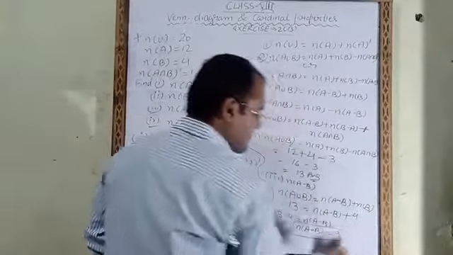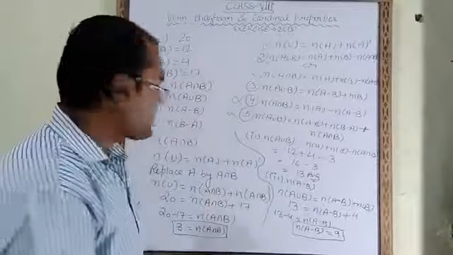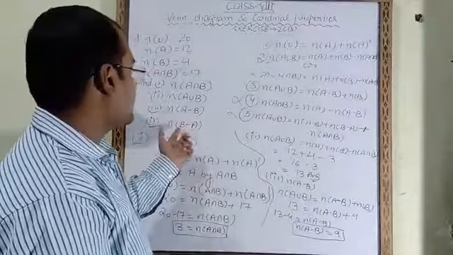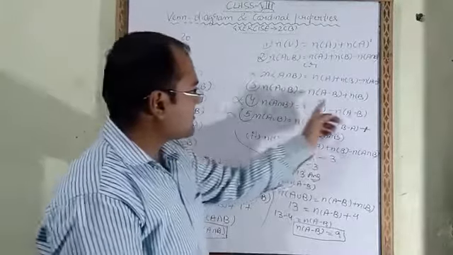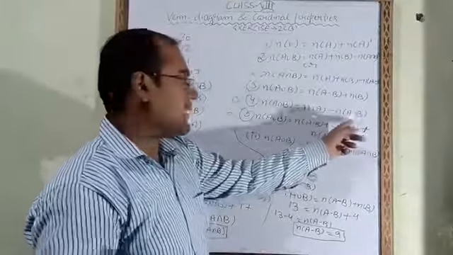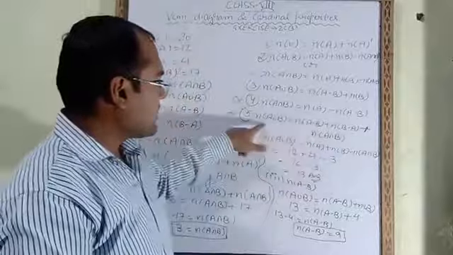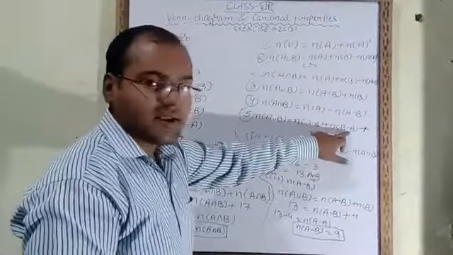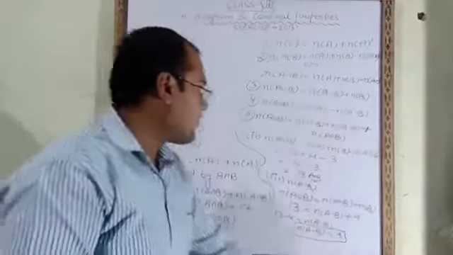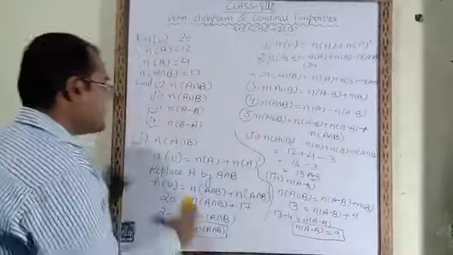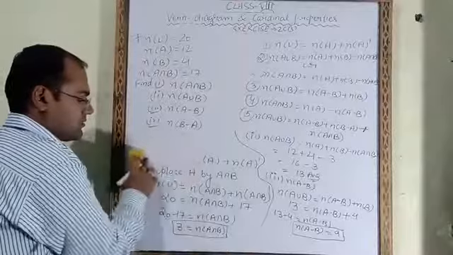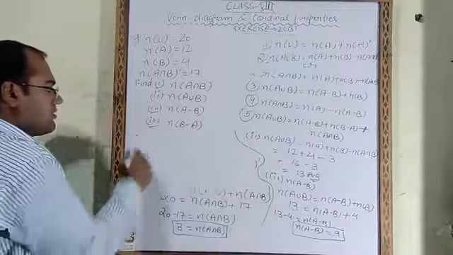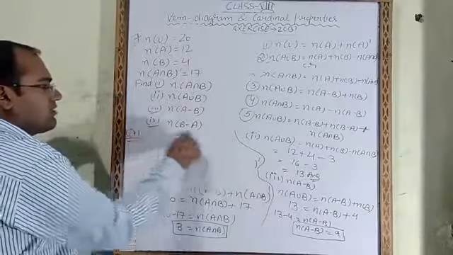So like this you have to do this third part. Now the fourth part is n(B minus A). Now we will check which formula gives us B minus A. This one is A minus B, and we need B minus A. The last formula gives us B minus A, so we will use the last formula for part number 4.